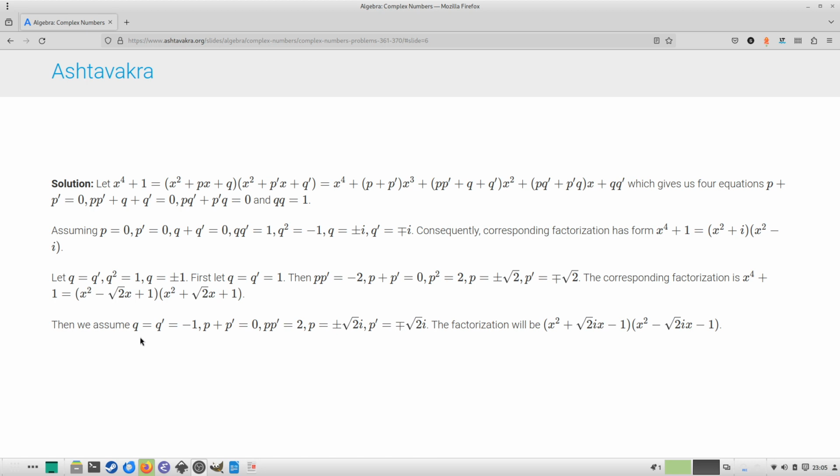Then we can assume q prime is equal to minus 1. So p plus p prime is 0. We assume that then pp prime is equal to 2 and p is equal to plus minus square root of 2i and p prime is equal to minus plus square root of 2i. So the corresponding factorization will be (x square plus square root of 2i x minus 1) into (x square minus square root of 2i x minus 1). So these are the three possible factorizations of the given polynomial.